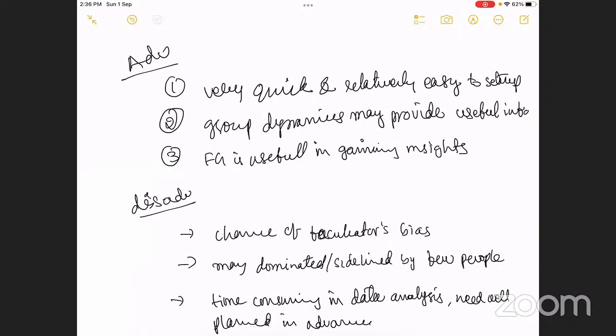What are the disadvantages? Chances of facilitator bias. Sometimes you may have a bias, so you may ask or may not ask. Based on the answers also, sometimes you may skip because you have some bias.